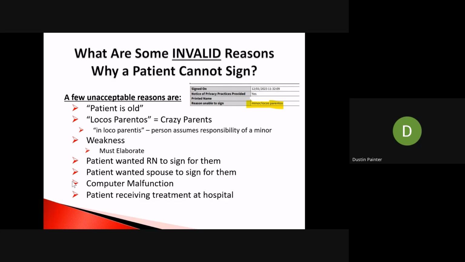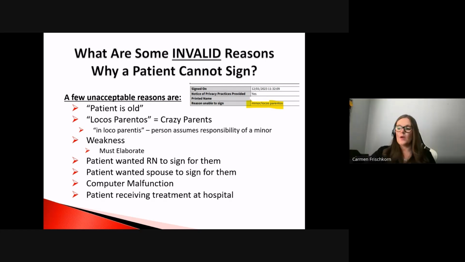Now, if you have a patient that's so severely weak that they can't lift their arm to hold a pen or use their finger to sign your tablet, or whatever the case is, then just describe that detail in there. If it's a patient that has a medical condition like ALS where they have muscle deterioration, provide that detail. Just tell us why they're too weak that they can't sign.